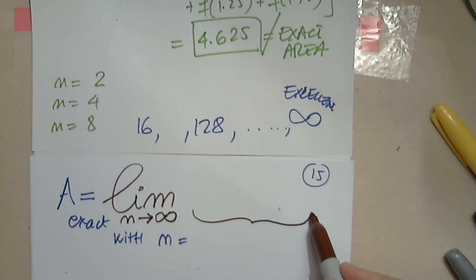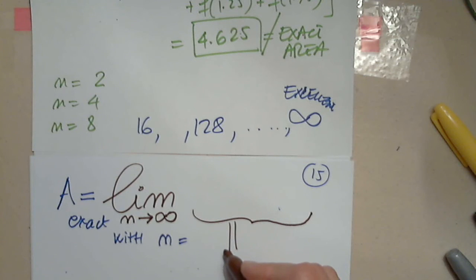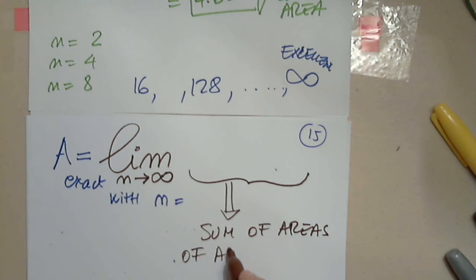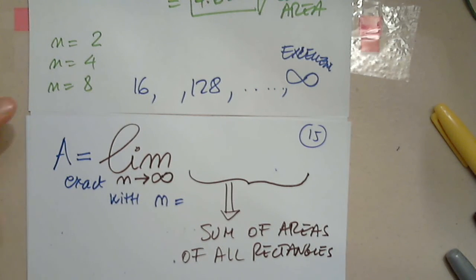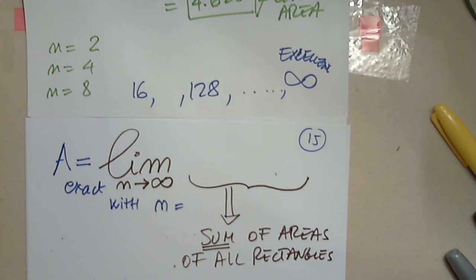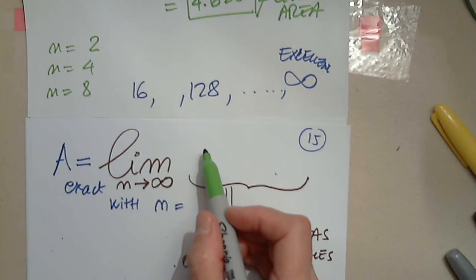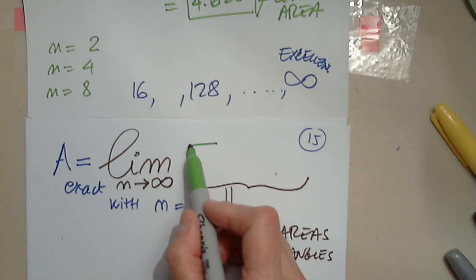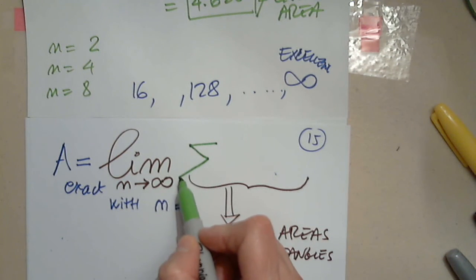This will be the sum of areas of all rectangles. In other words, for all subintervals. If it's a sum, we just discussed the notation a minute ago. What notation would that be? The summation notation. Very good.